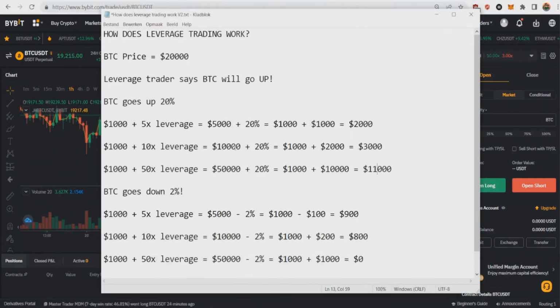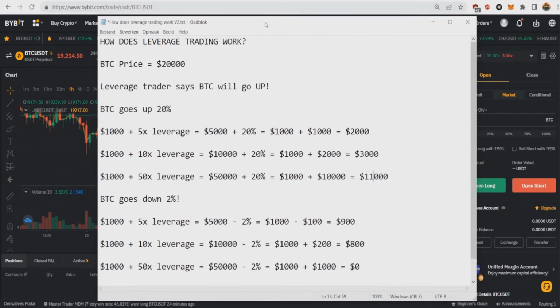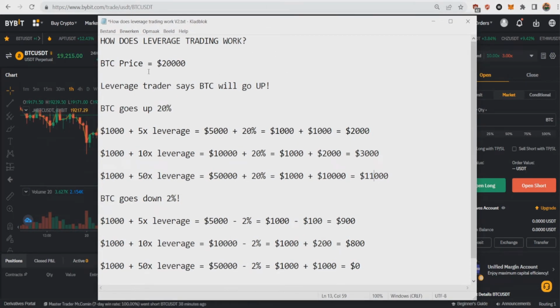So the second thing I wanna talk about is an example of leverage trading which I made for you guys. Let's say the price of BTC is 20,000. You're the trader, you're saying BTC will go up. If BTC goes up 20% and you're doing a 5x leverage, that means you will get 20% of 5,000, which is 1,000, and you will have 2,000, so you doubled your money. If you're doing 10x leverage, plus 20% of 10,000 is 2,000, that's 3,000, so you tripled your money. And 50x means that you made 20% of 50,000, that's 10,000, so you're at 11,000, 11x your money.